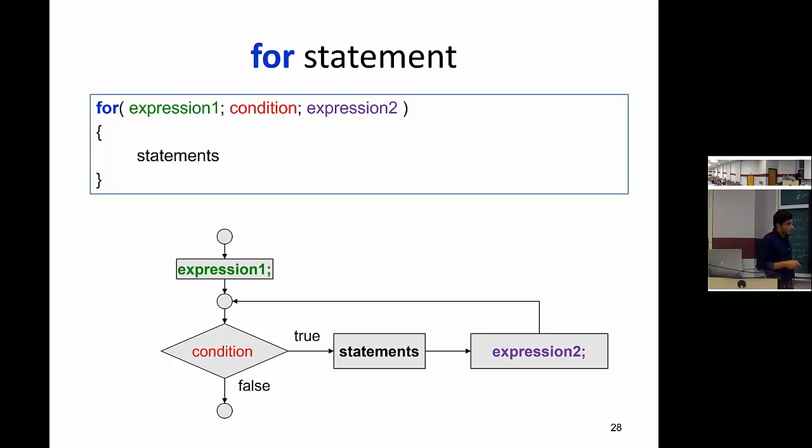Every time you check your condition, if your condition is true, you execute the statements and then progress, which is doing this step forward or backward, it's up to you. And then come back and check the condition. You keep doing this until your condition evaluates to false, and hence you terminate your loop. Is there any question? Is that clear? Good.